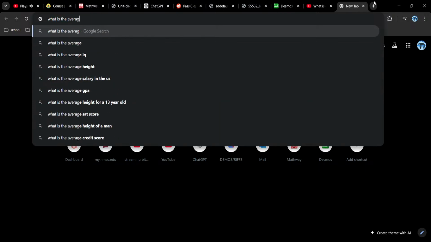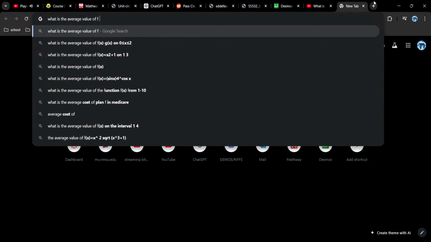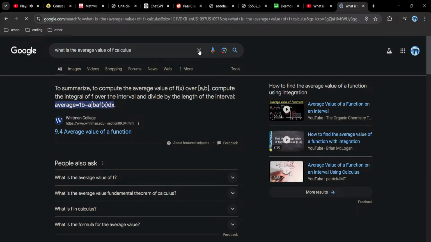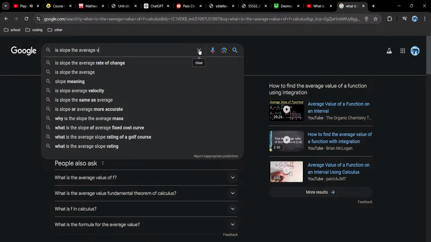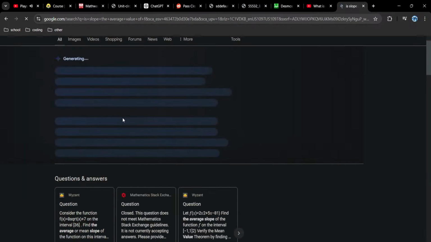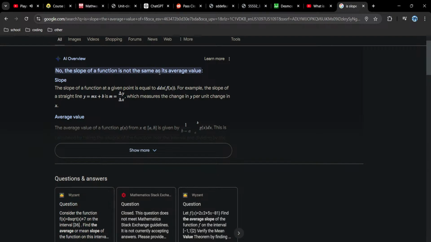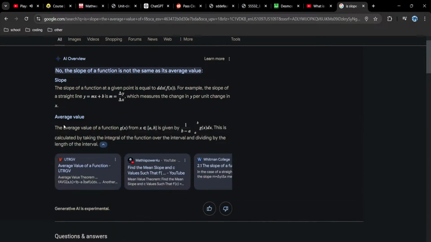What is the average value of calculus? I think that's a slope. Is slope the average value of f? No, slope is not the same thing as the average value. Slope of a function, d/dx, the slope of a straight line. There you go. By taking the integral of a function over the interval and dividing it by the length.